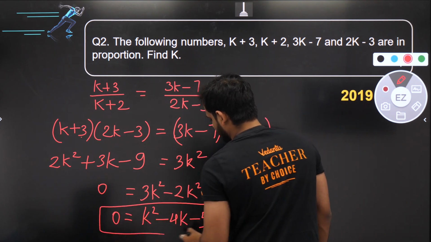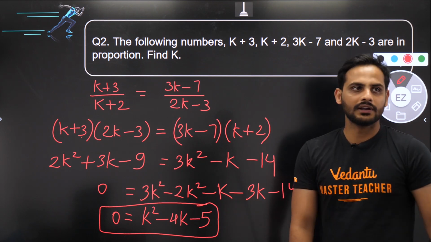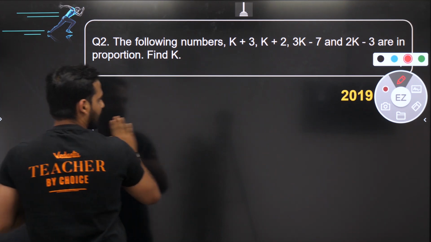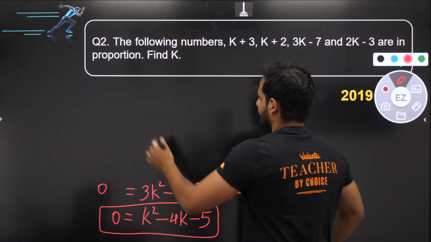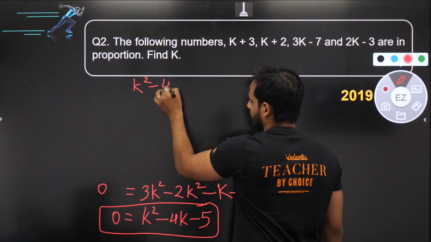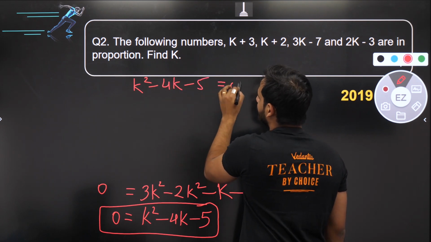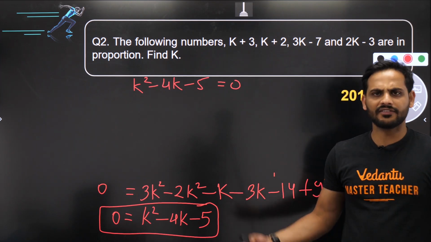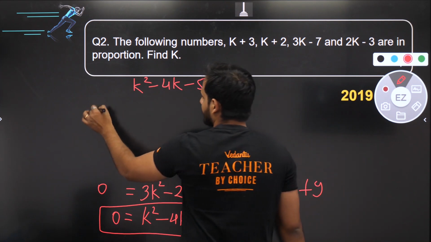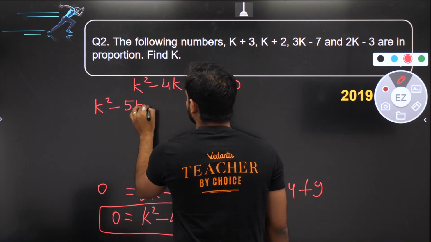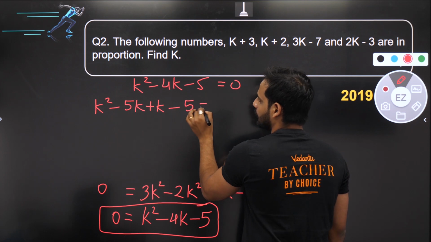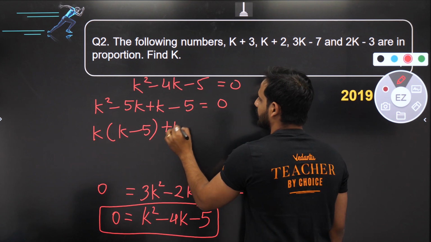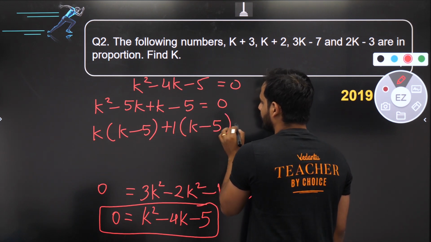So for this quadratic equation we need to find out the roots. Let us find the roots. That's not a very difficult task, that's a very easy task. k square minus 4k minus 5 equal to 0. The roots here will be minus 5 and 1, for the splitting of the middle term. So k square minus 5k plus k minus 5 equal to 0. Take k common, you'll be getting k minus 5. Take plus 1 common from the last two terms, you'll be getting k minus 5 equal to 0.